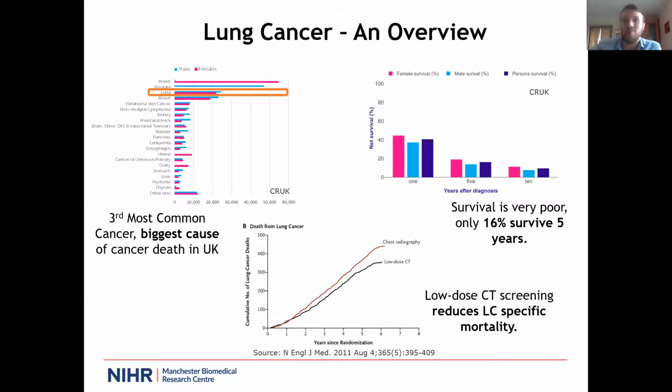Over the past decade, there have been 2 major studies which have shown that low-dose CT screening reduces lung cancer-specific mortality. These were randomized controlled trials. The first one was the National Lung Screening Trial in the USA, and that showed a 20% reduction in lung cancer-related death in the screening arm versus the control group, which was just a chest X-ray, which has been proven to not be helpful for lung cancer screening. And the second one, which was recently published last year, is the European counterpart to this, the Nelson study, which also showed a significant reduction in lung cancer death due to screening.